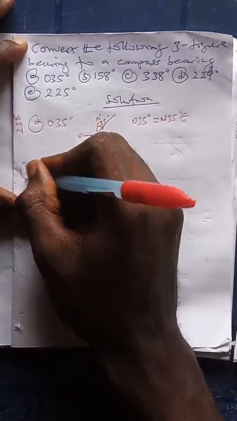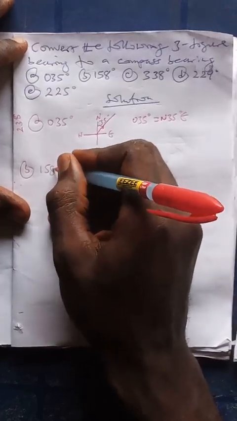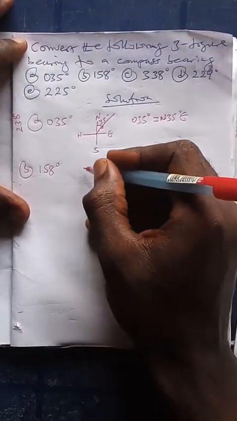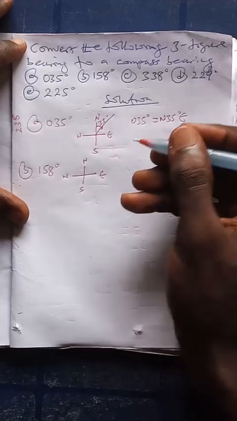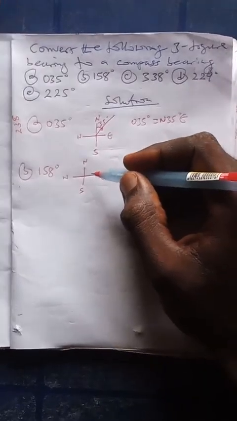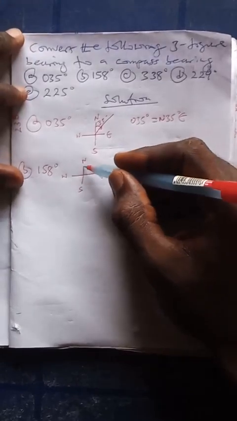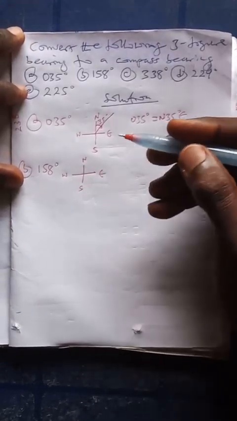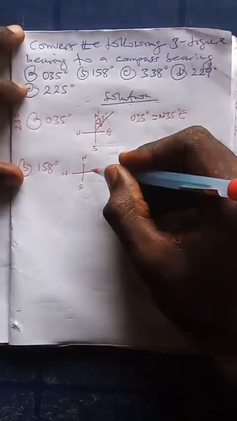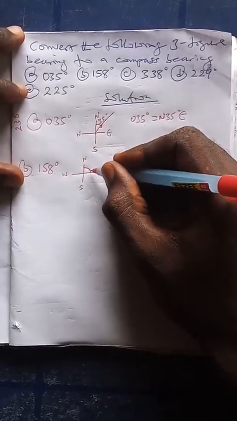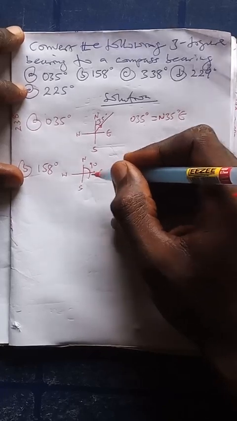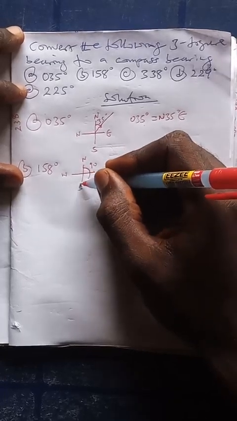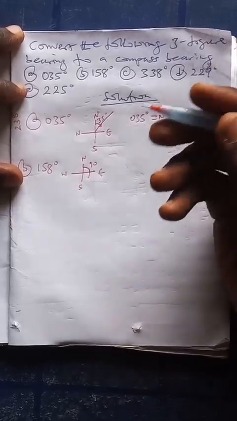Okay, let's try the B aspect. In B, we are given 158 degrees. With the same concept, we draw our four cardinal points, north, south, west, and east. I always tell you that we must start from the north as our reference point, and we must move in a clockwise direction. So starting from the north, to this place is 90 degrees, right? Then we move further again to this point. From the north to the east is 90, and from this east to the south is another 90, which makes it 180.